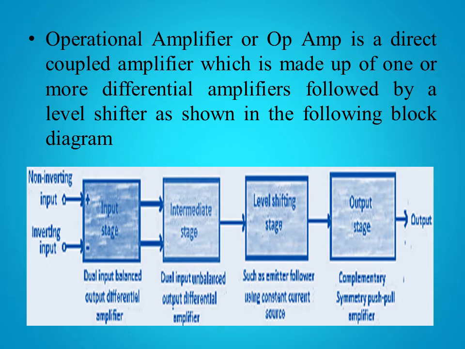So as we see in the diagram, this first stage is the input stage having two inputs, and it is basically a dual input balanced output differential amplifier. Then the intermediate stage consists of a dual input unbalanced output differential amplifier. Then we have a constant current source and a level shifting stage, and then we have an output stage. So here we'll study the level shifting stage.